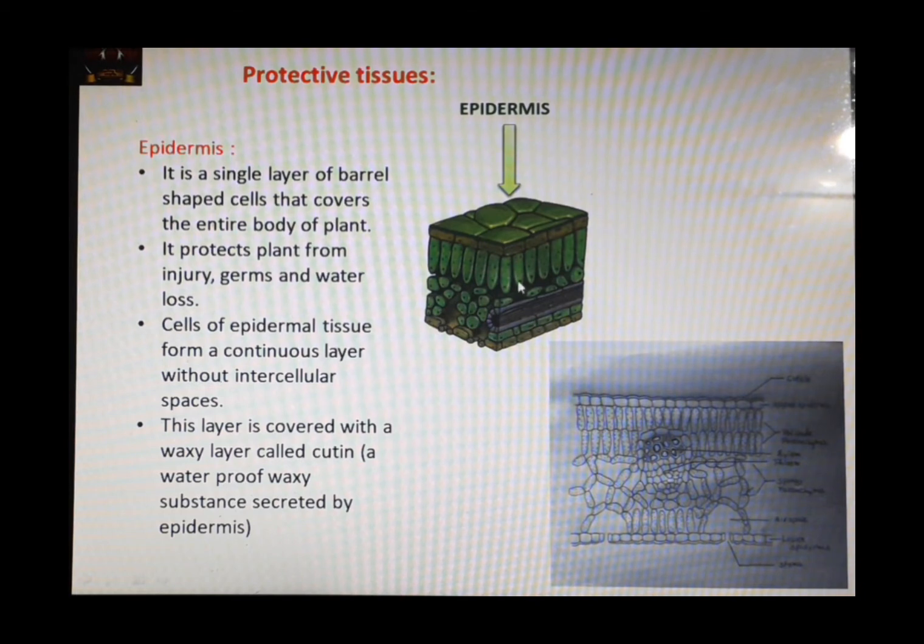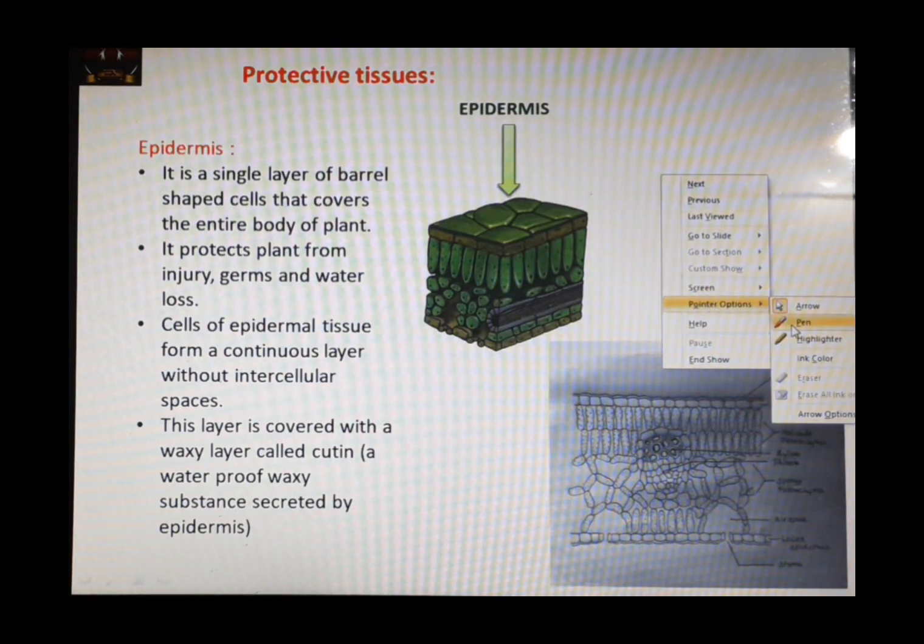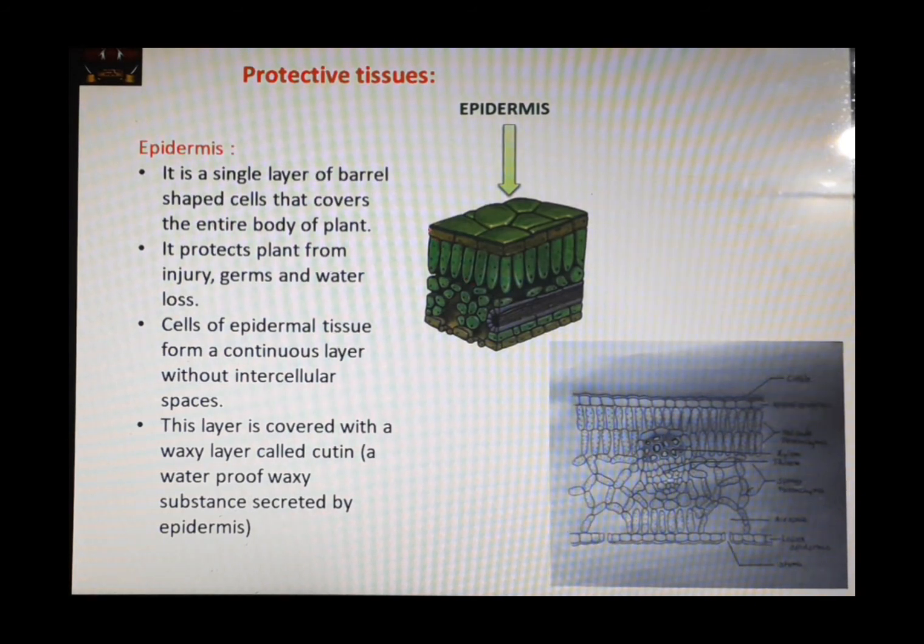You can see here, let me use the pointer over here again. See, these are the barrel shaped cells. This is the first cell, second cell, and this is only one layer, a single layer of cells. So these cells are going to cover the entire body of the plant. It is present at the outermost level in the plant body. Then it protects plants from injury, germs and water loss.